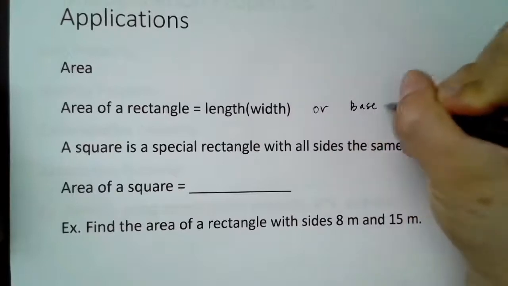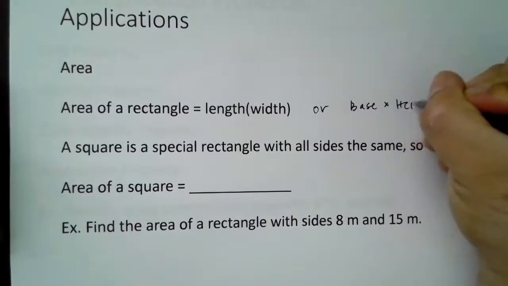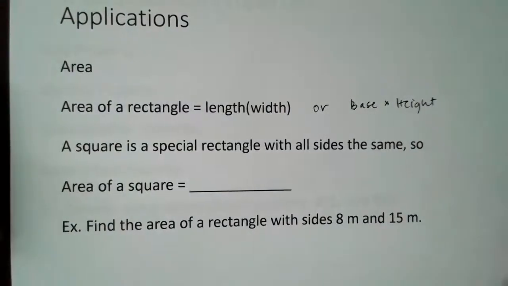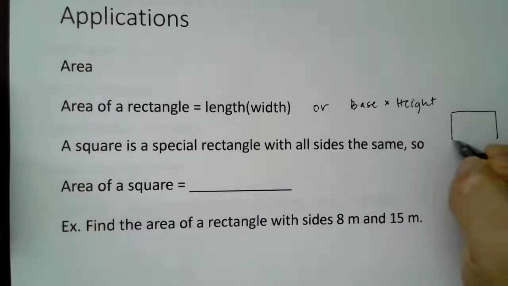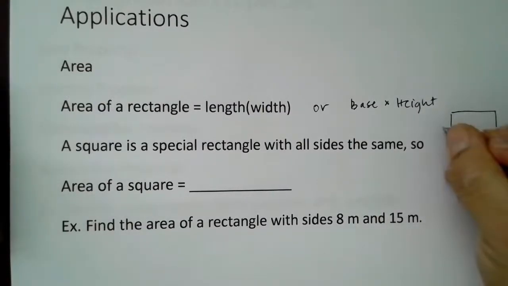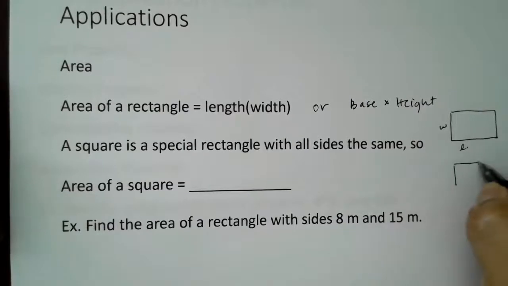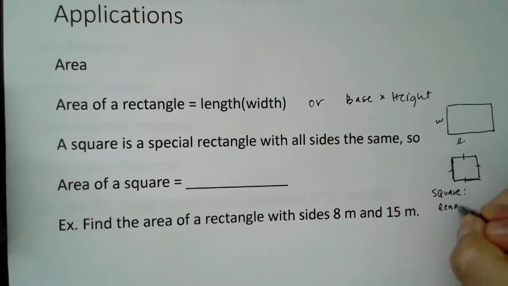Okay, so area of a square. If I was to draw here a rectangle, let's say we said this was the length and this was the width. Now the property of a square is that all the sides are the same, okay? So this little tick mark means that they're the same length. A square is a special case of a rectangle with all the sides the same. So in terms of a square, you can think to yourself, wow, the length is equal to the width, so we could just say it's a side, right? Length and width equal the side.